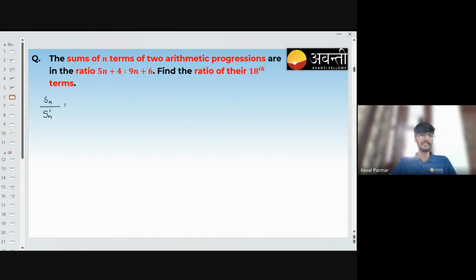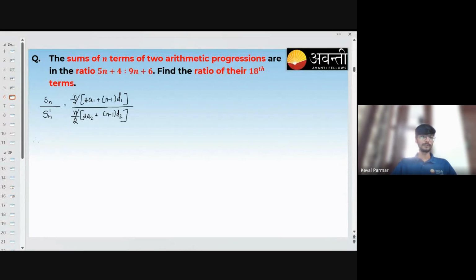So for Sn, it will be n by 2 into 2A1 plus n minus 1 into D1. Why A1? Because both are different APs. Both of them will have their first term different. I am writing n the same because both of them have n terms. So Sn dash will be equal to n by 2 into 2A2 plus n minus 1 into D2. Here I can cancel this out, and this ratio is given as 5n plus 4 upon 9n plus 6. That means I can write it as, let me take 2 common from here.